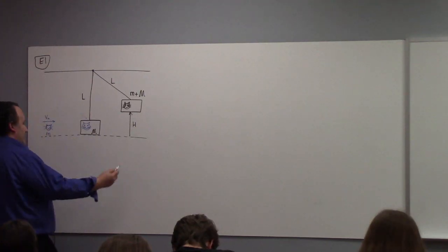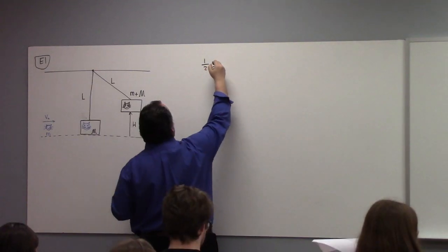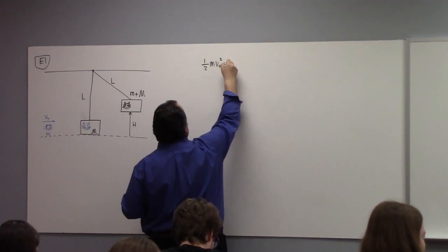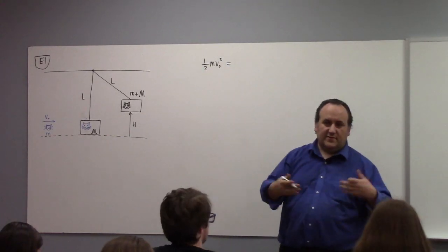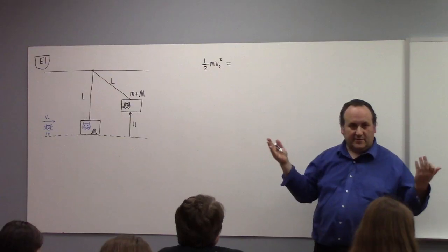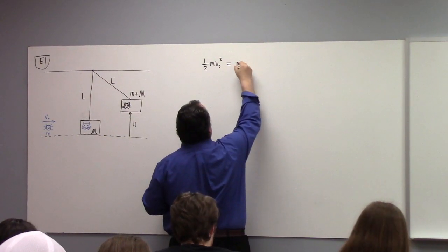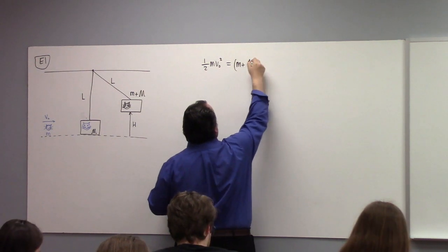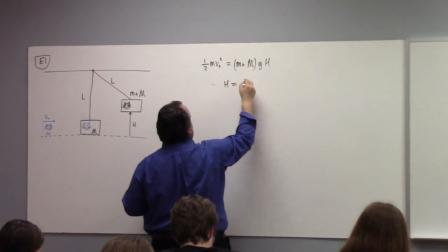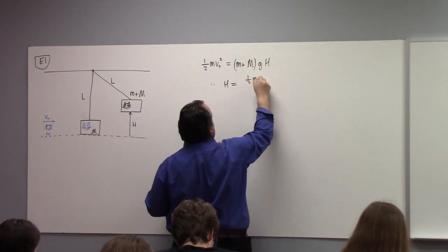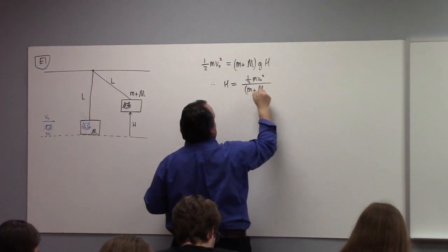Because I'm like, oh, okay, 1/2 little m v naught squared. Gravity's a conservative force, right? All that's going on here is gravity because the tension force is perpendicular, right? So 1/2 m v naught squared should be equal to m plus big M g h, right? So therefore, h is equal to 1/2 m v naught squared over m plus big M g.